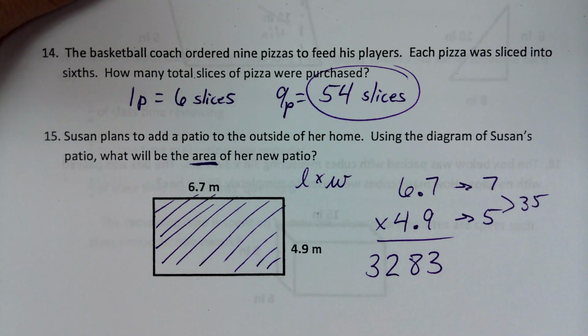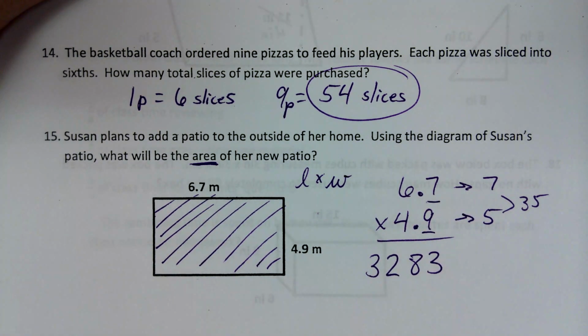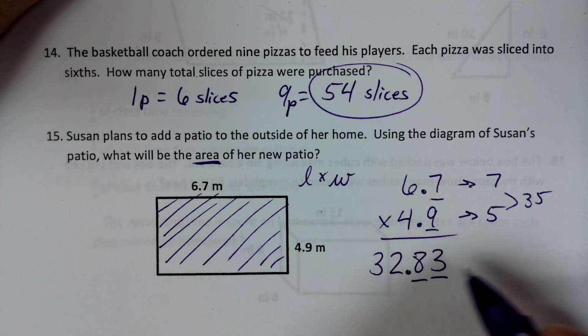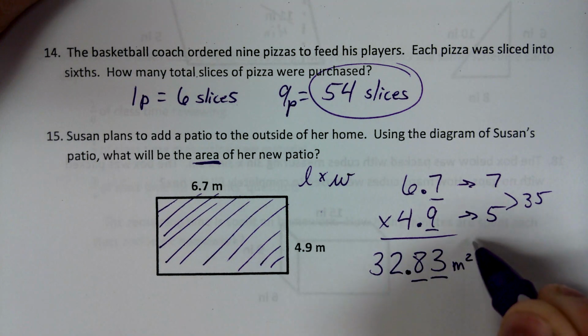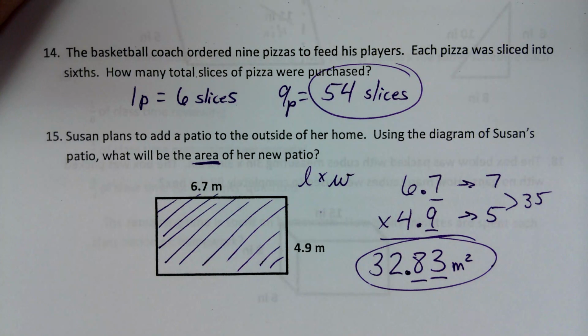Another way you can figure out where the decimal belongs on this is just count your decimal digits. I have 1 decimal digit here and 1 decimal digit here in the problem. If there are 2 decimal digits in the problem, then there should be 2 decimal digits in the answer as well, starting from the right. So 1, 2, put our decimal in, and we've got our final area of 32.83 square meters.